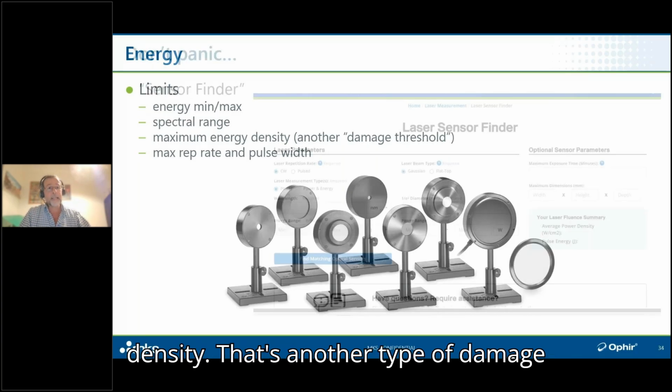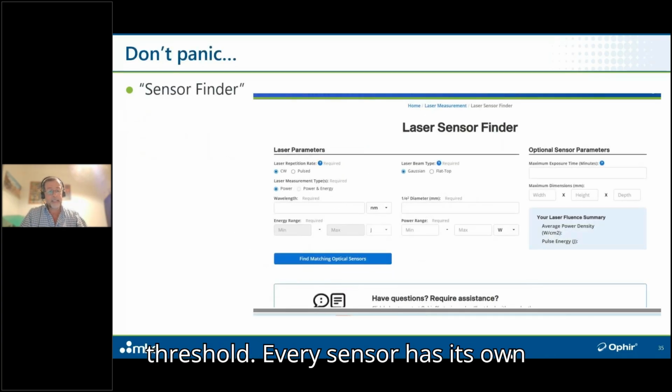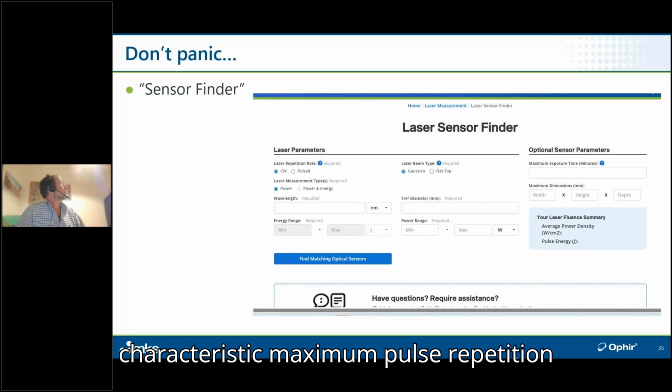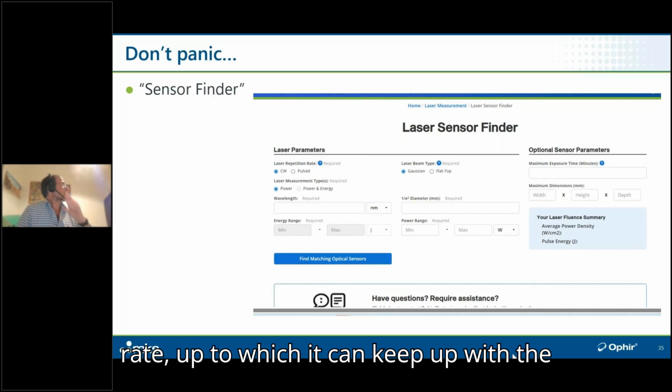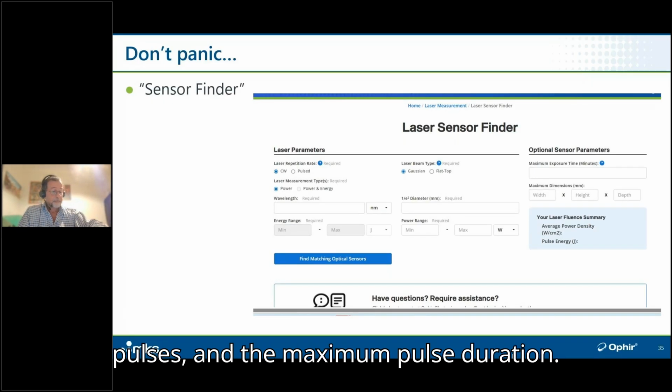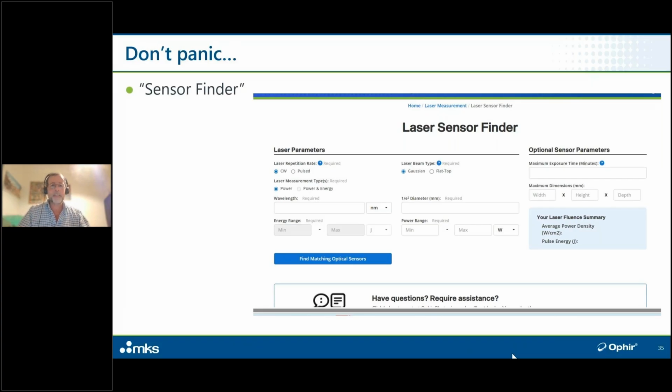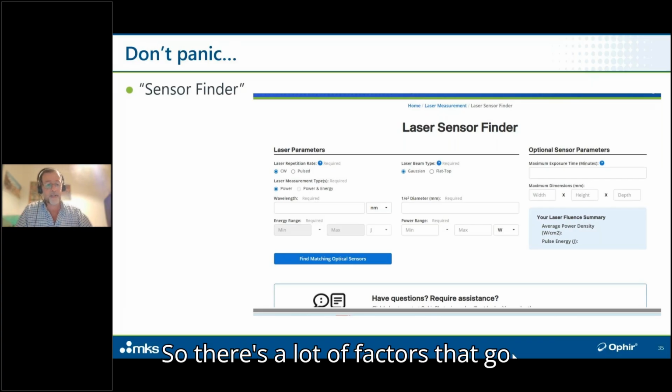Don't panic. We have on our website, and I believe other manufacturers probably have similar stuff, what we call our sensor finder. It's a software tool on our website. I'll show you in a second where to find it.